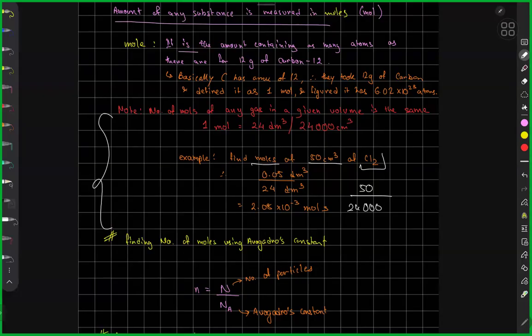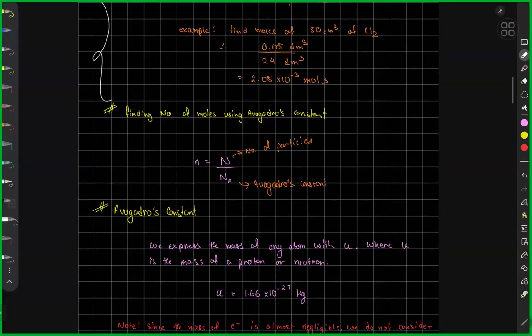Okay? Because 24 dm cube describes 1 mole, right? So if you have more than 24 dm cube over here, that means more than 1 mole of gas. If it's less than 1 mole of gas, that is less than 24 dm cube, your answer is less than 1 mole. Very simple calculation over here. So now, if that is the conversation, ultimately we can move on with finding the number of moles in a different way. We found out the number of moles by dividing the volume of gas.